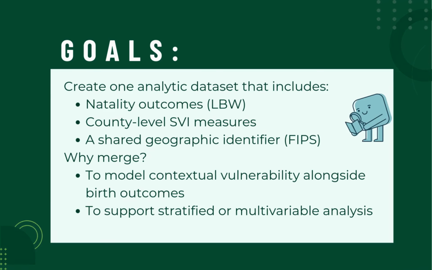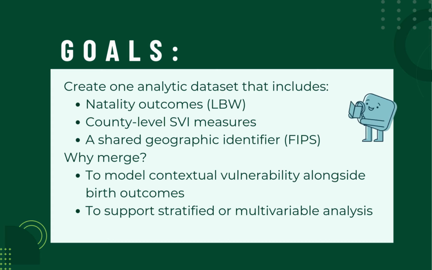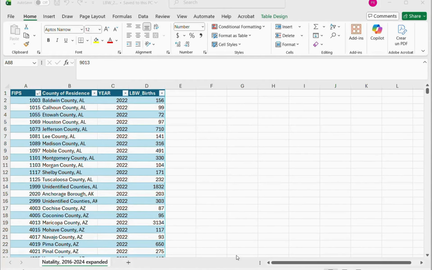The goal here is straightforward. We want natality outcomes and SVI vulnerability measures in the same analytic dataset so we can model, stratify, or describe patterns later. In the natality file, we have our outcome variables, and the key column we'll use is FIPS.